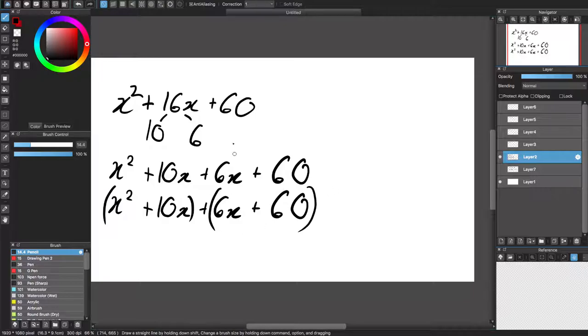And then what we've got to do is put these into brackets. And now you simply take out the highest common factor. So what's the highest common factor in this bracket? It's the x, because x squared is x multiplied by x, and the 10x is 10 multiplied by x. So let's take out the x. The next one is 6, because it's 6 times x and then 6 times 10. So let's take out the 6.